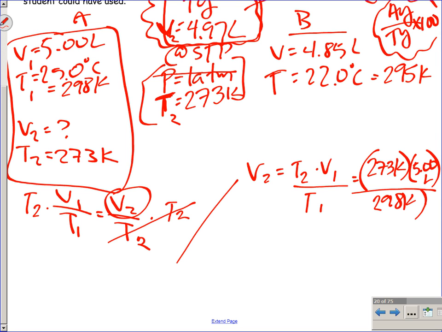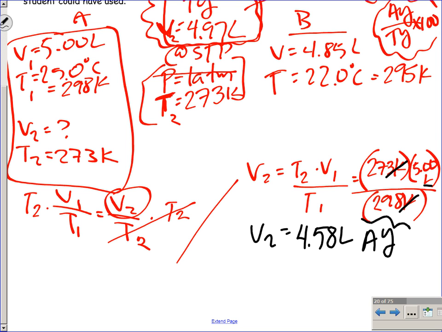298 Kelvin. Okay, what units cancel? Kelvin. What unit remains? Liters. And so that's our verification that we're in volume, we're in liters. We make sure that our unit is appropriate for volume. What's 273 times 5 over 298? 4.58. Okay, so now this makes sense.